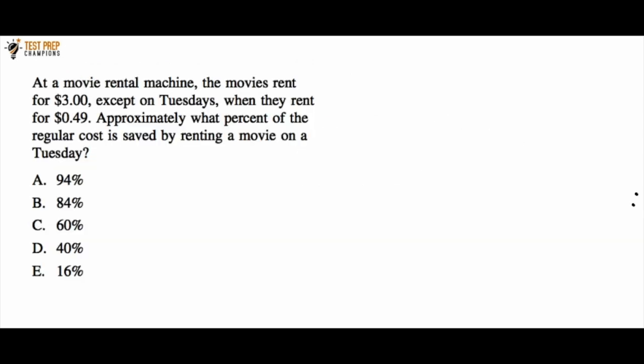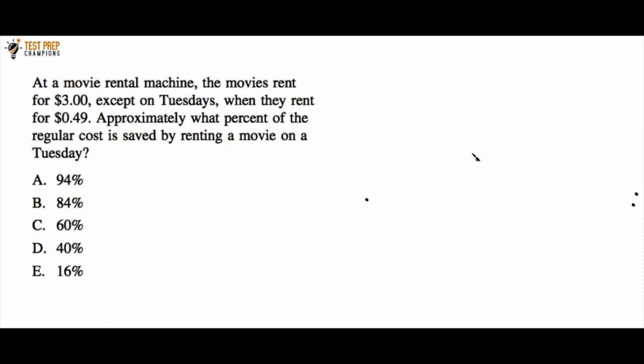At a movie rental machine, the movies rent for $3, except on Tuesdays when they rent for 49 cents. Approximately what percent of the regular cost is saved by renting a movie on a Tuesday? Is it A, B, C, D, or E? So now would be a good time to pause the video, try to figure this out, and then when you're ready, we'll go over the answer.